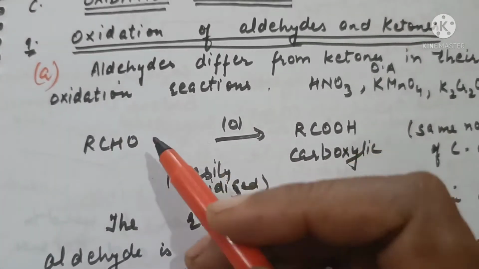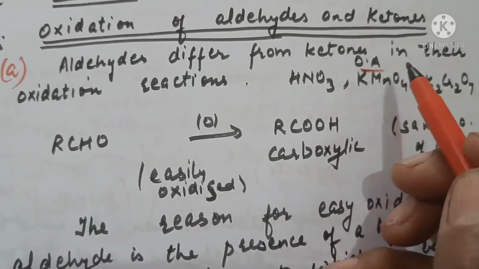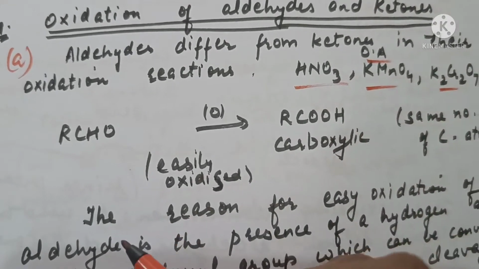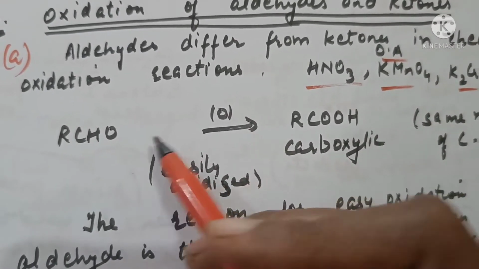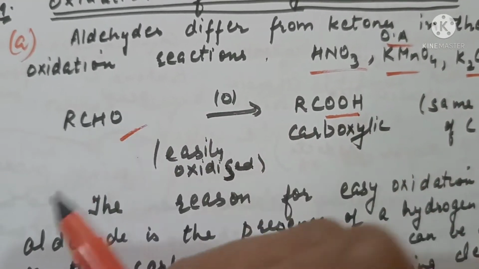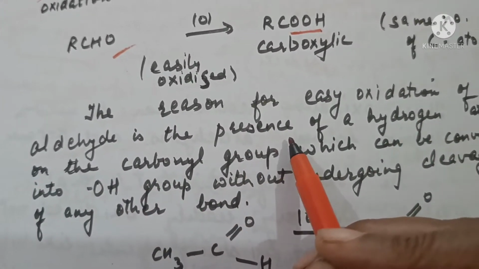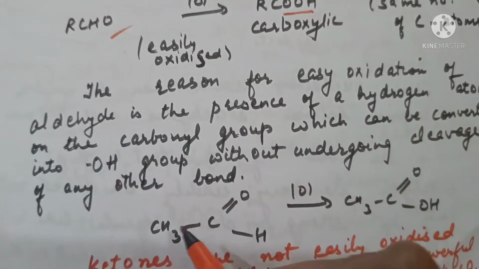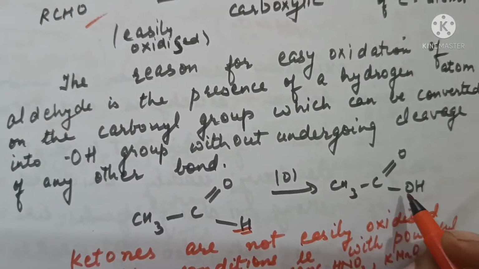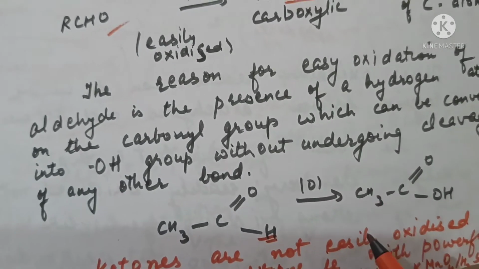They can be easily oxidized with ordinary oxidizing agents like nitric acid, potassium permanganate, potassium dichromate, and they form carboxylic acids with the same number of carbon atoms as the aldehyde. The reason for easy oxidation of aldehyde is the presence of a hydrogen atom on the carbonyl group, which can be converted into OH without undergoing any cleavage.